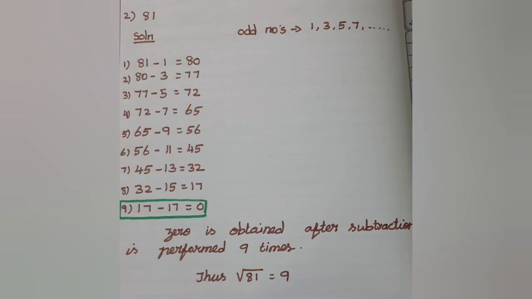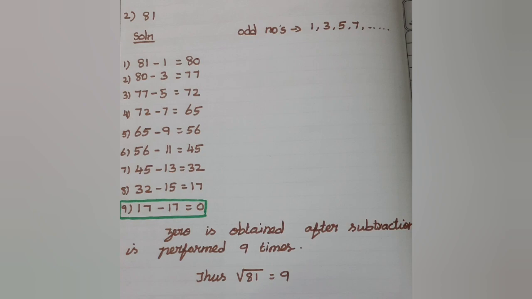Now next question, 81. Now we can use repeated subtraction. 81 minus 1 is equal to 80. Then 80 minus 3 is equal to 77. Now we can subtract 1 by 1 using odd numbers. 0 is obtained after subtraction is performed 9 times. Thus root of 81 is equal to 9 is the answer.